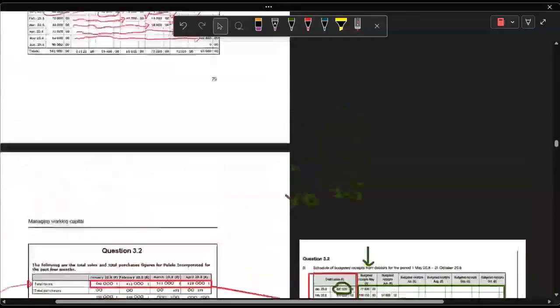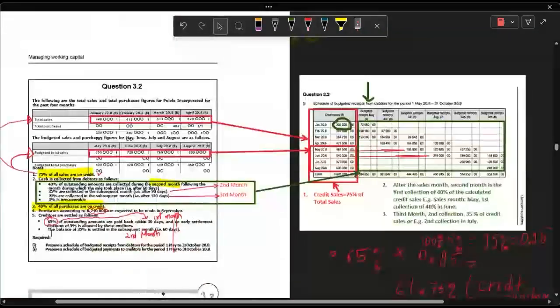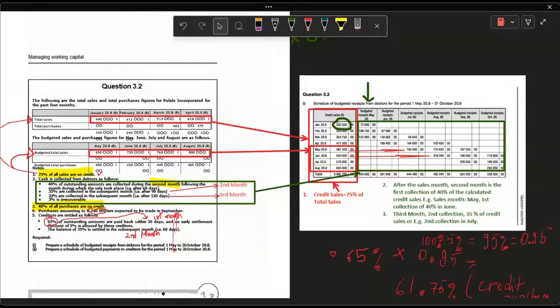Is this big enough? Let me see if I can make it bigger. Right, in any case, if you see here, 487,500, that's the credit sales for May. 40% of 487 will give you 195. Does that make sense?